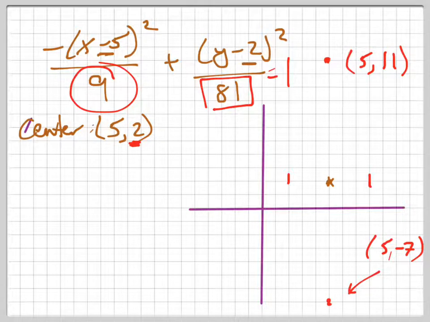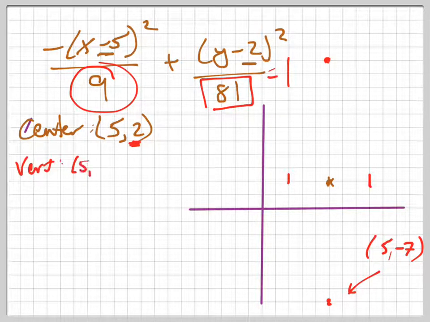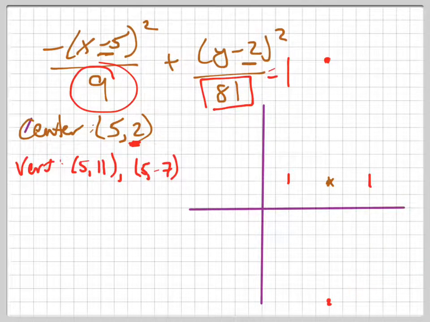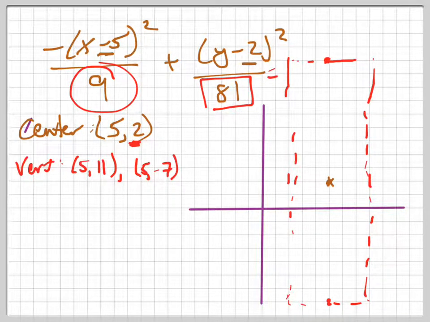And this box right here, let me erase the 5, 11 right there. So I'm going to go ahead and write the vertices in here. Vertices are 5, comma 11 and 5, comma -7. So I can erase these now so I have a little bit more room with my graph. This right here is a box that I'm going to draw in, because that box helps me understand where my asymptotes are going to be.